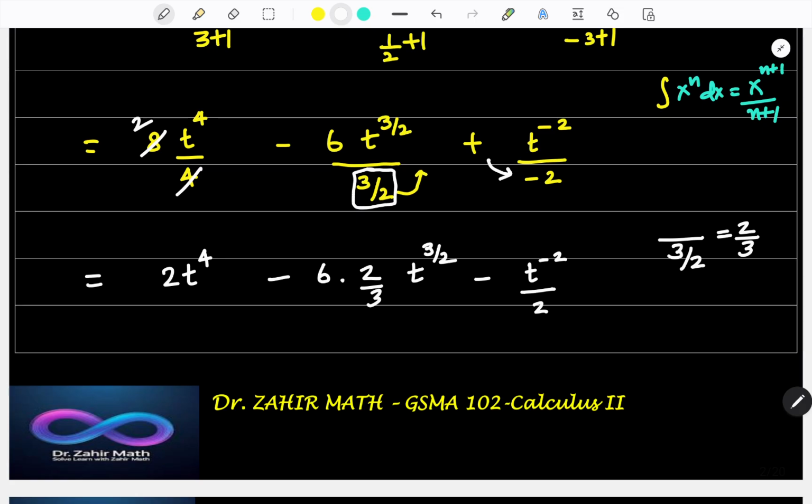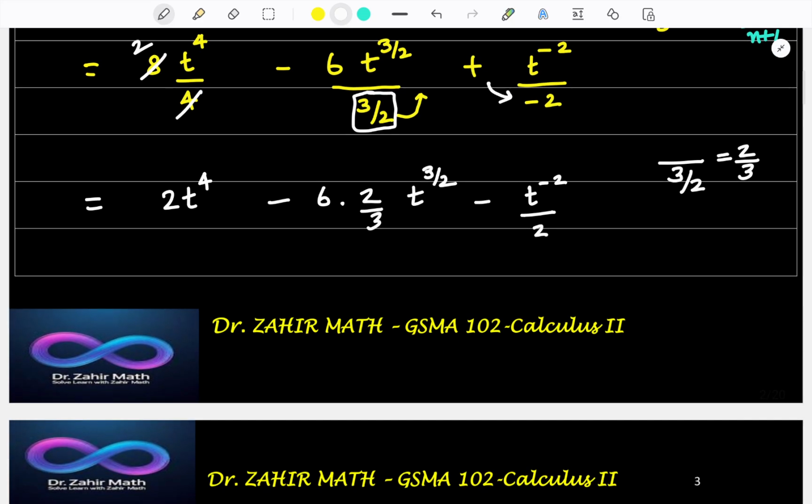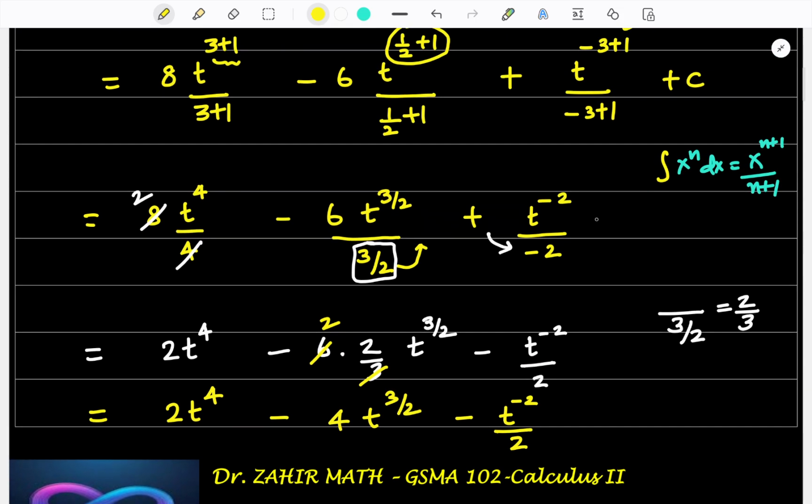Okay, right. So keep in your mind everybody, we are just integrating using the formula x power n is equal to x power n plus 1 divided by n plus 1. So now I'm going to cancel this 3 with this 3, which is 2. So this equals 2t to the power of 4 minus 4 times t to the power of 3 by 2 and then minus t to the power of minus 2 divided by 2. If you want, you can bring this down also. So I missed this integrating constant. You can also put it in the final answer, no problem.